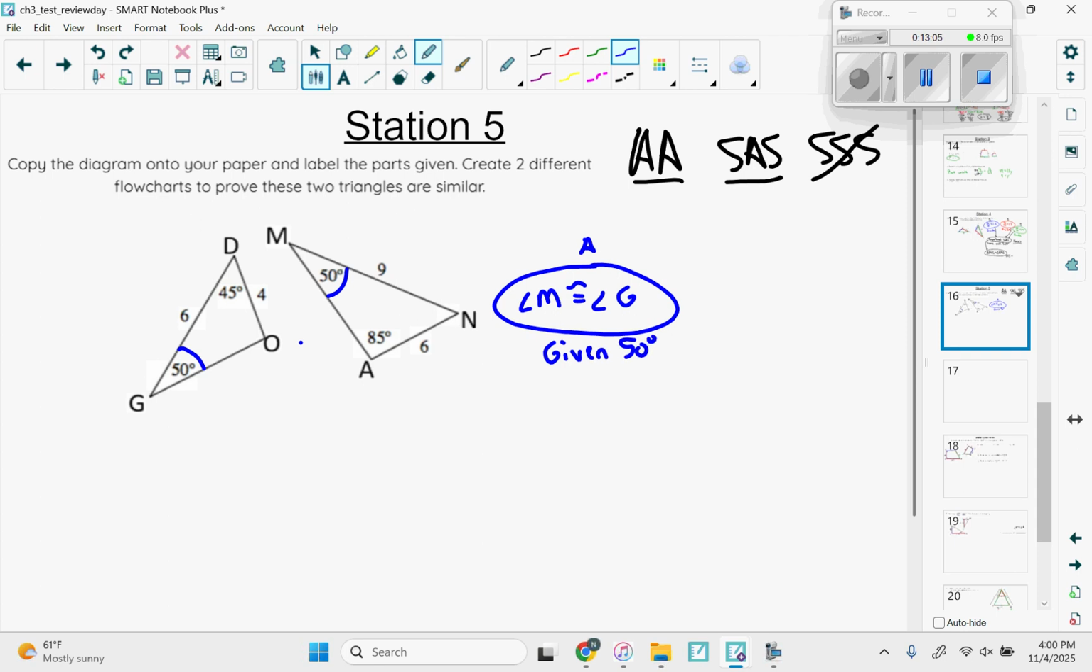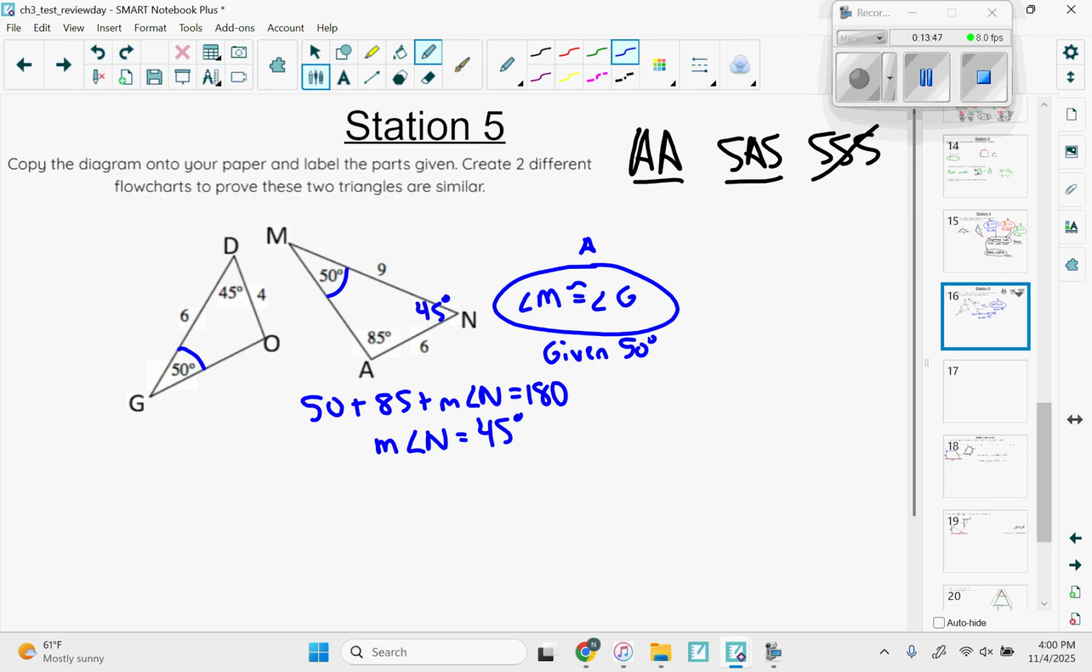Where am I going to get my second congruent angle? Well, I can find either O or N, and I'm going to do N because my name is Nate. I know that the angles in a triangle have to add up to 180 degrees. This is the triangle angle sum theorem. And so the measure of angle N is going to be 45 degrees when I solve for it. So 45 degrees right there.